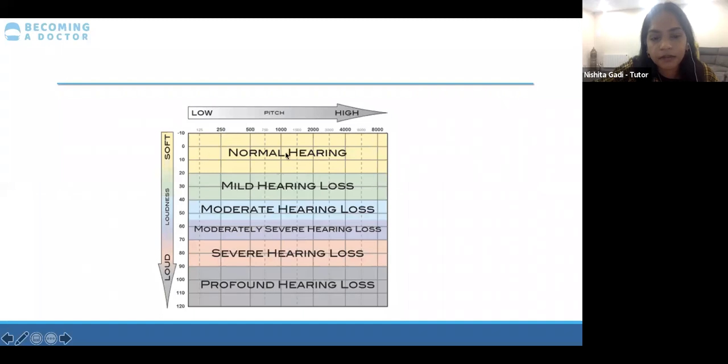Just to reiterate, when there's normal hearing, you can hear quiet sounds at all frequencies, but if there's profound hearing loss, you won't be able to hear even loud sounds.